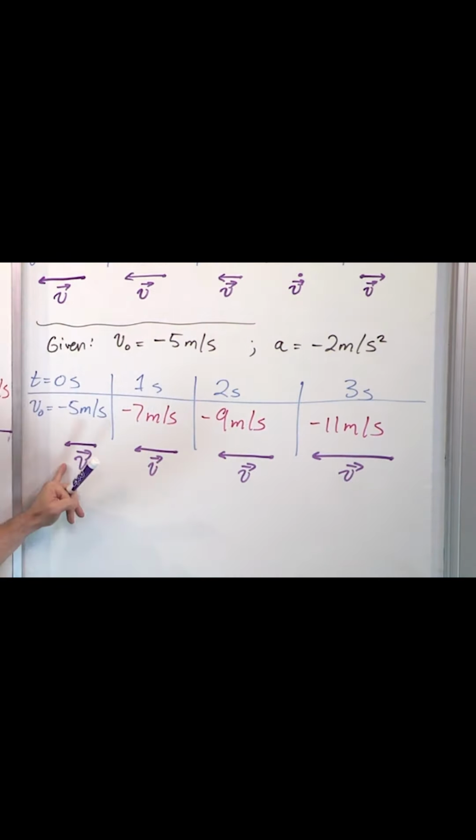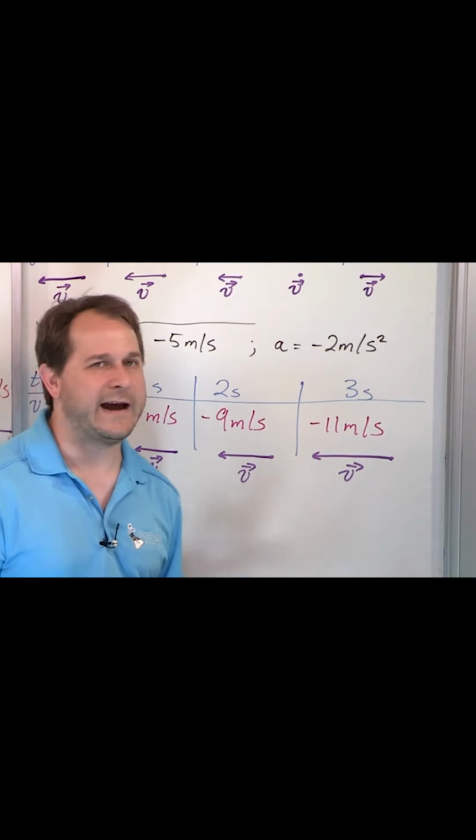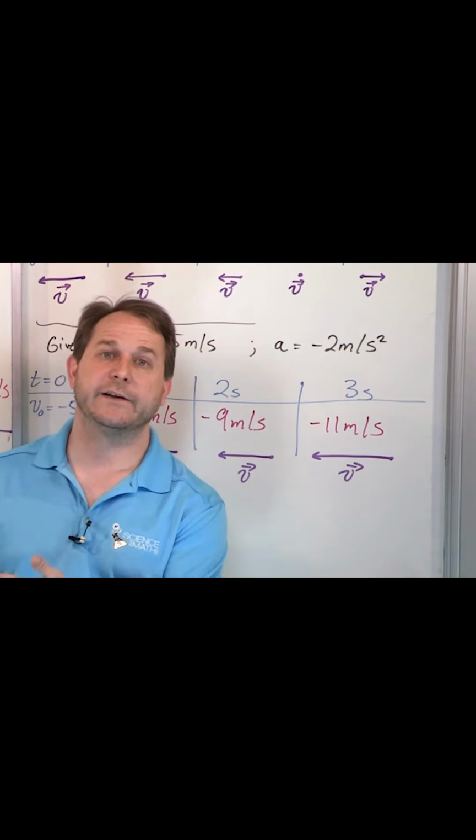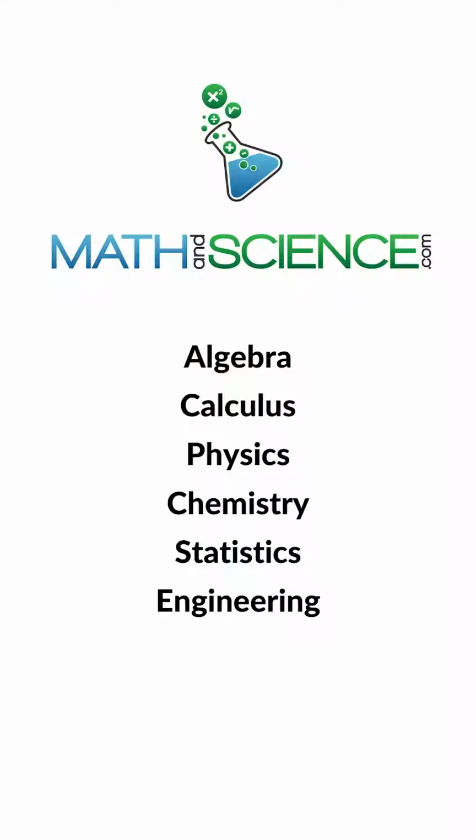So if I start here, if I'm going to speed up in the negative direction, of course my arrow is going to get bigger, bigger, bigger in the negative direction. That's what this problem is trying to show you.